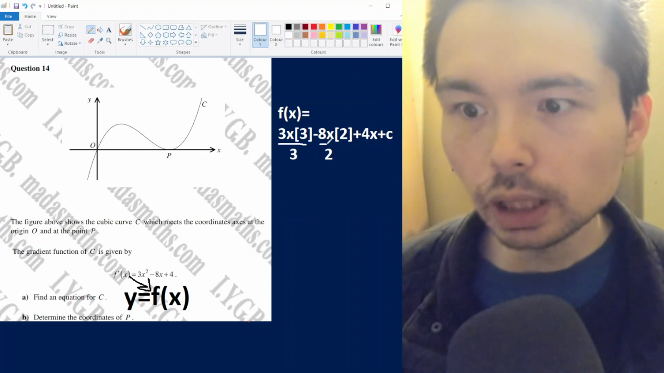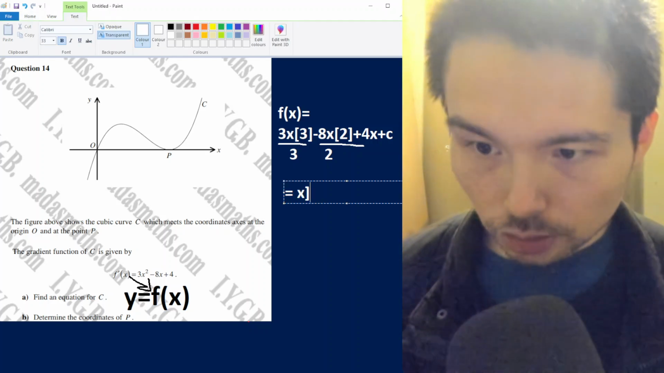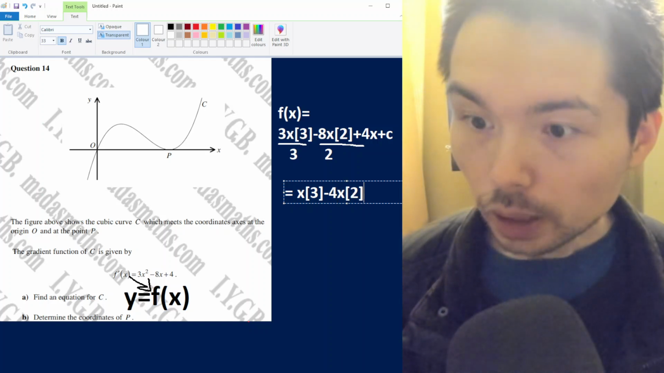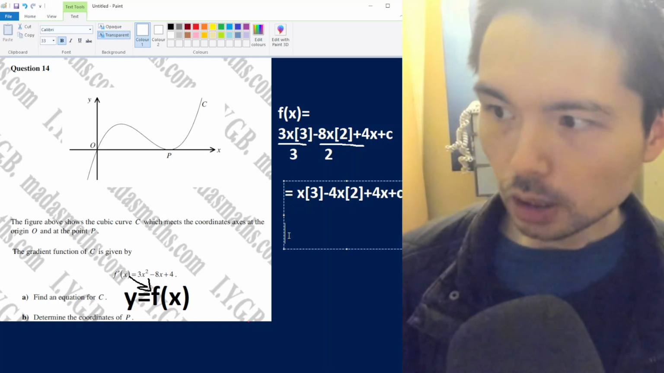Okay, let's just simplify this a little bit. So we know f x is equal to x cubed, because 3 divided by 3 equals 1. 8 divided by 2, we get 4x squared, and then 4x plus c. Normal step, guys. Normal step.